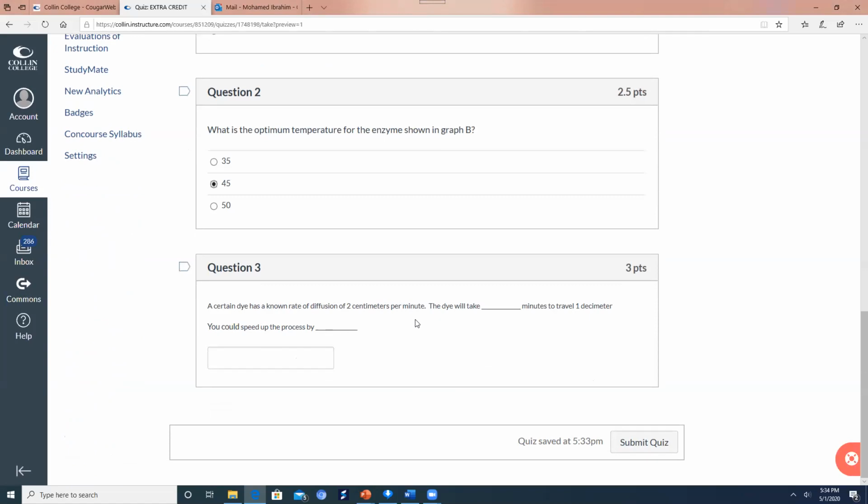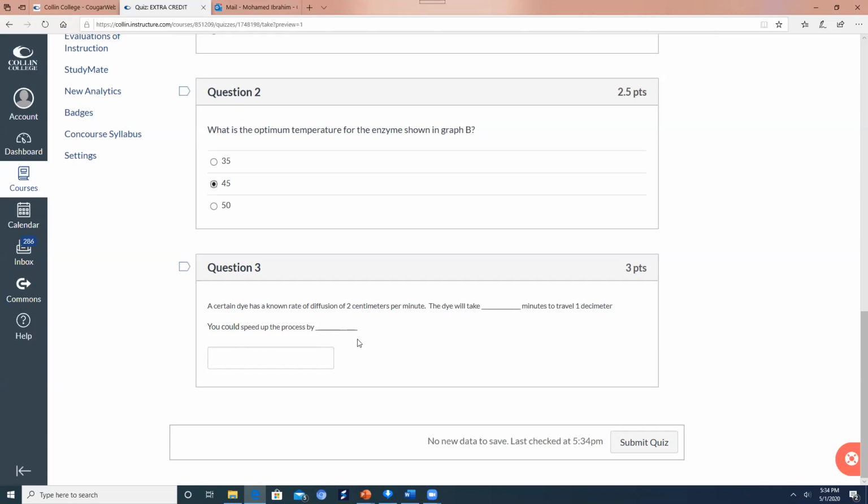And this is a simple calculation here. It says that the dye diffuses like 2 centimeters per minute. So how long will it take if it moves 1 decimeter? A decimeter, if you remember, is 10 centimeters. So going from 2 to 10, this is 5 times. So you need to multiply this times 5. So if it moves 2 centimeters per minute, it will take 5 minutes to move 1 decimeter.